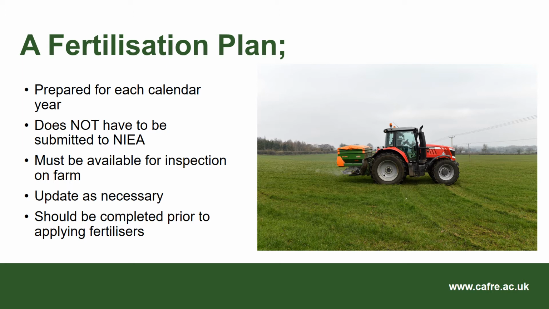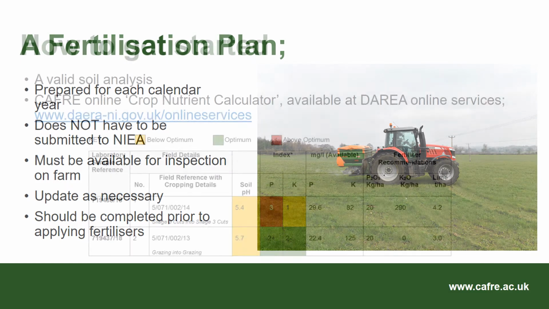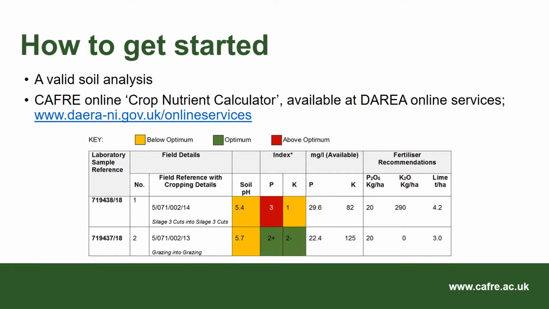A fertilisation plan should be completed prior to the application of fertiliser. This is to ensure that the nutrients, in particular phosphorus, are not oversupplied. A soil analysis should be carried out to determine the current nutrient status of the soil and is a starting point for your fertilisation plan. The CAFRE Crop Nutrient Calculator is an essential tool when creating a fertilisation plan.